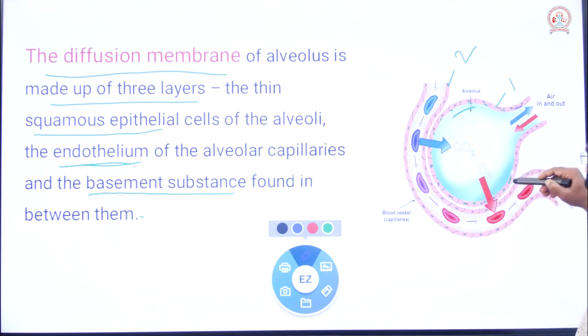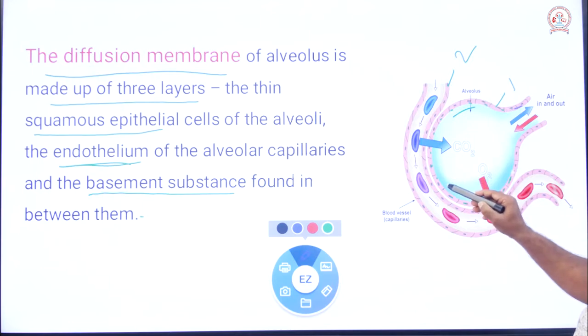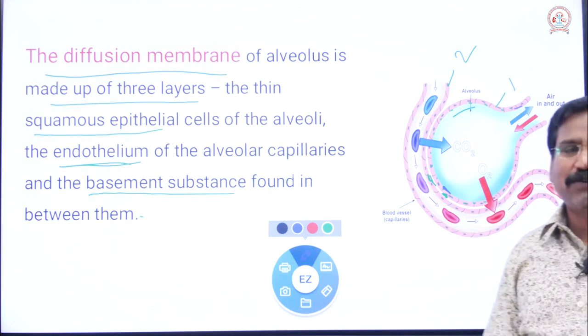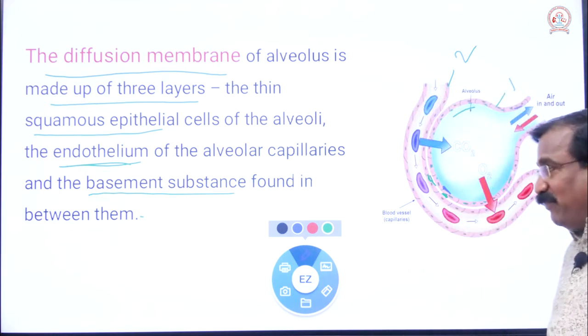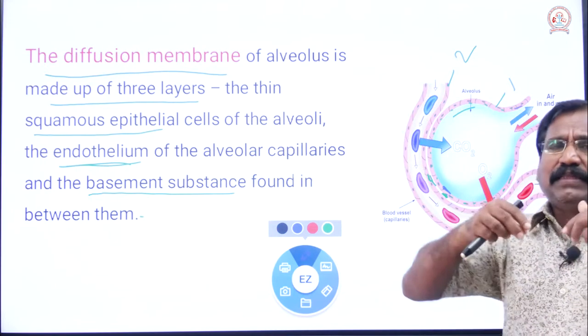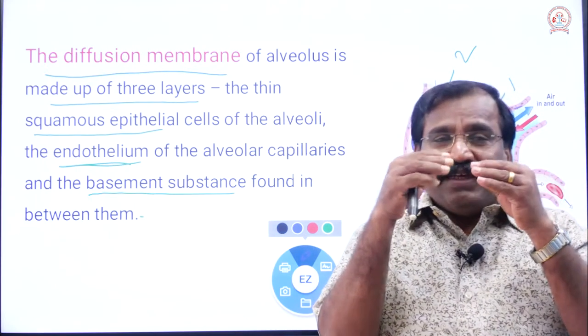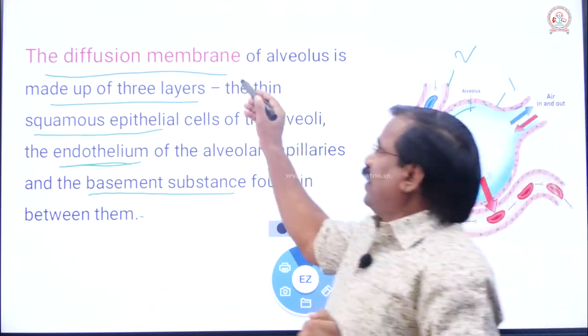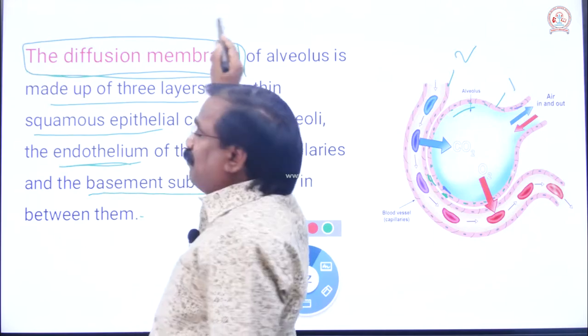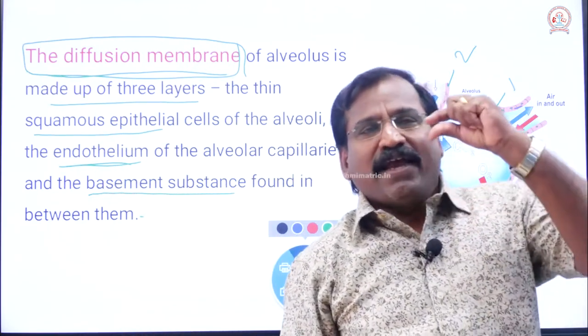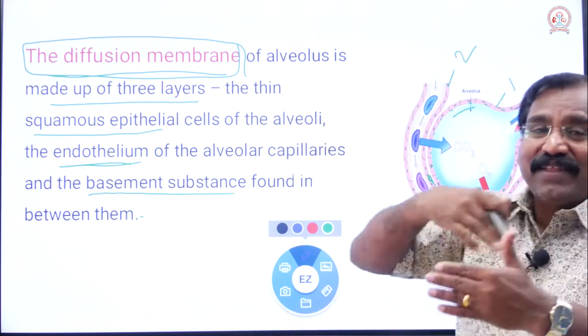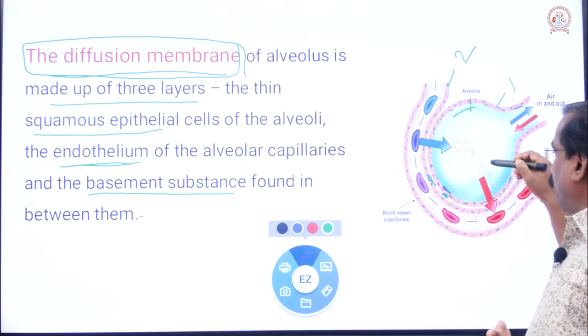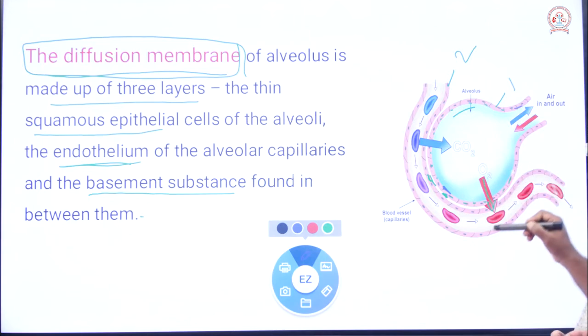Here the light white layer is the basement substance, which is also called the basement membrane. See, this is 1, and this is 2, and in between is the white one. These three layers are ultra thin, and together these three membranes form the diffusion surface. Through that, oxygen from the atmosphere diffuses into the blood capillaries.